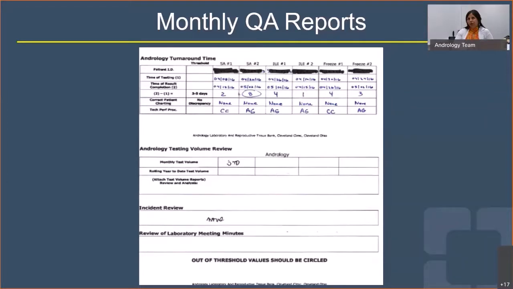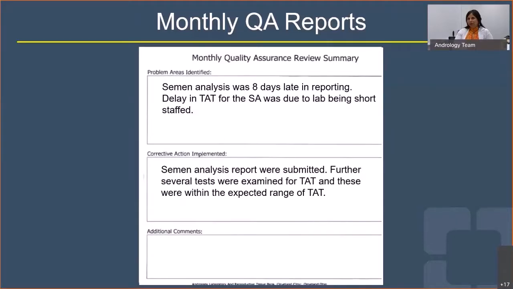Next. So this is continuation of the QA report, and this shows the turnaround times. And here, one of the turnaround times was not met because the threshold was 3 to 5 days, and it is 8 days. And then we went back and investigated why this happened. Next. So this is documented, the problem area is identified. The correction was that the semen analysis results were entered and submitted in the system. And then we went back and looked at several other tests that were performed to examine if the turnaround times were higher, and these were within the expected range. And this was a random incidence. So basically, we looked at all the processes, made sure this was not happening repeatedly, and provided a resolution.